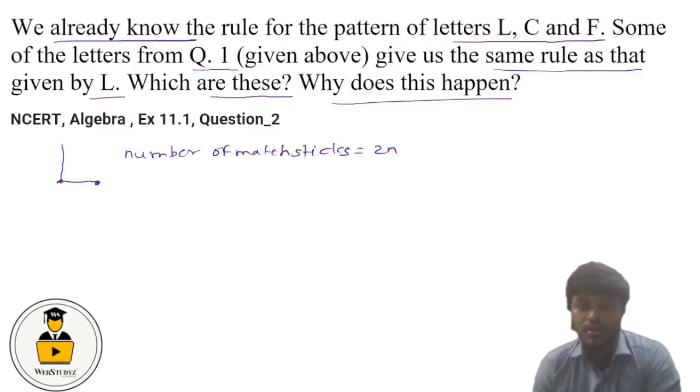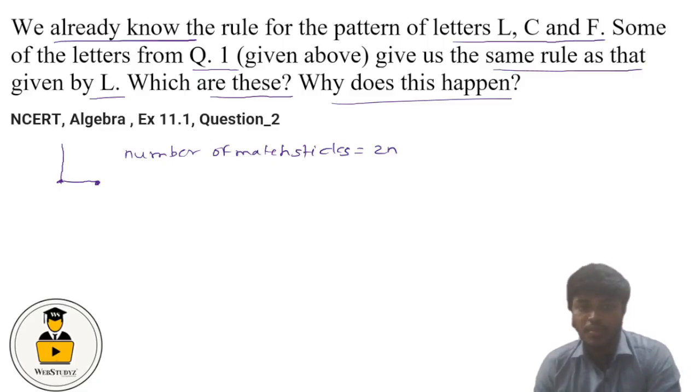If you want to make a one letter L pattern, n will be 1. So 2 matchsticks are required, which we can see from the diagram. Similarly, if you want to make two L pattern, n will be 2 and we will require 4 matchsticks, and so on.